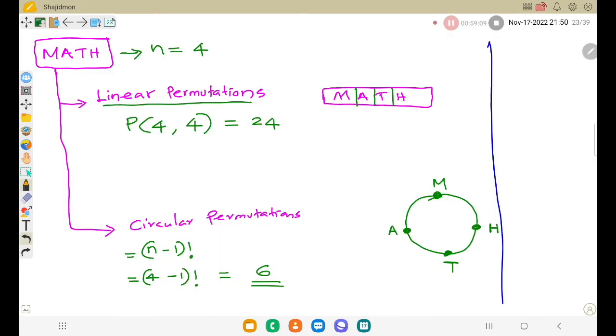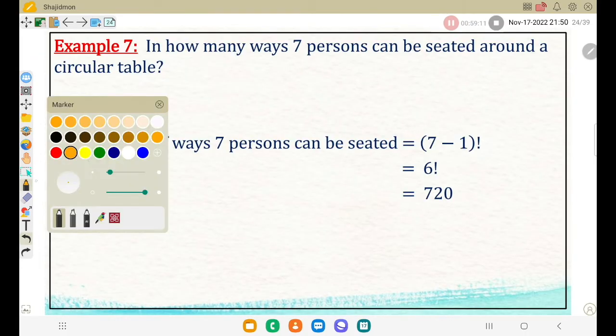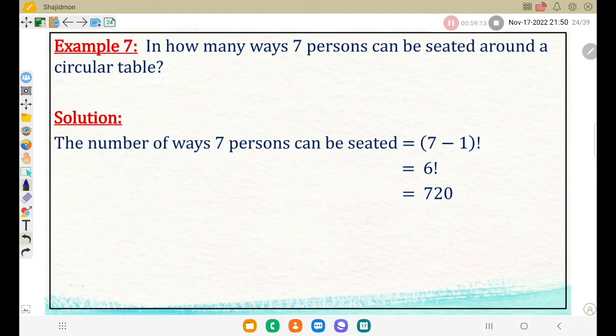Okay, now let me come to the next example. How many ways can 6 persons be seated around a circular table? Circular permutation. How many persons? Totally n equal to 7, correct. n equal to 7. So the number of ways 7 persons can be seated is, what is the rule? Circular permutation, n minus 1 factorial.